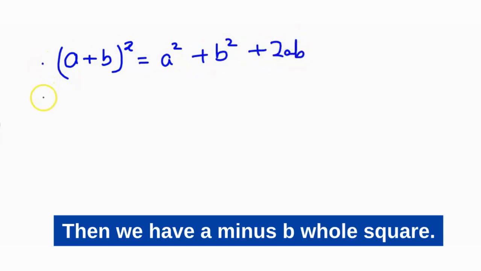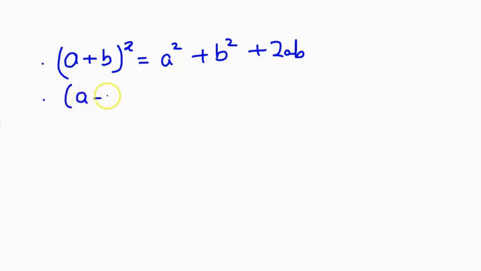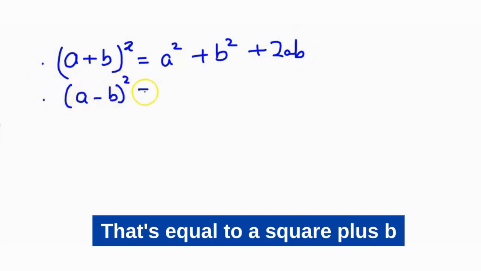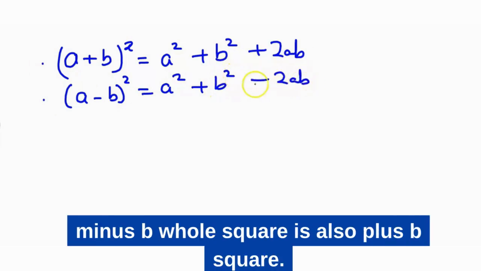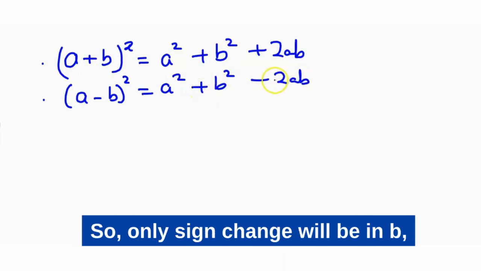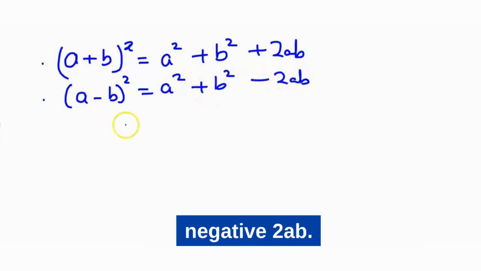Then we have (a minus b) whole square. That's equal to a square plus b square minus 2ab. Now this you have to remember, minus b whole square is also plus b square. So the only sign change will be in the b term, negative 2ab.